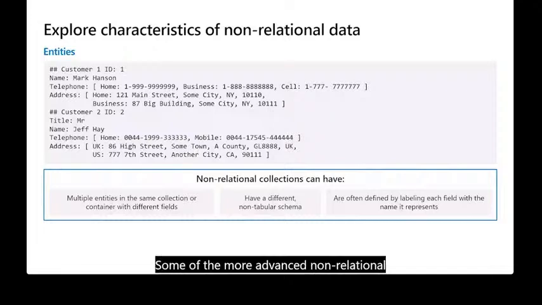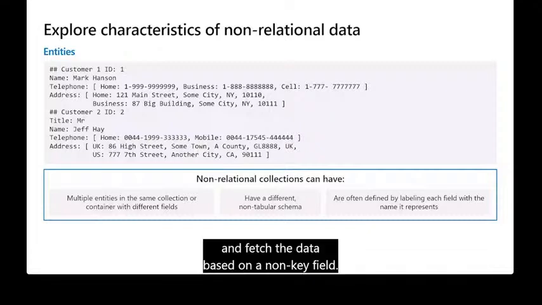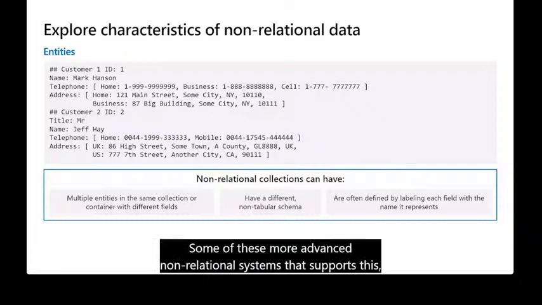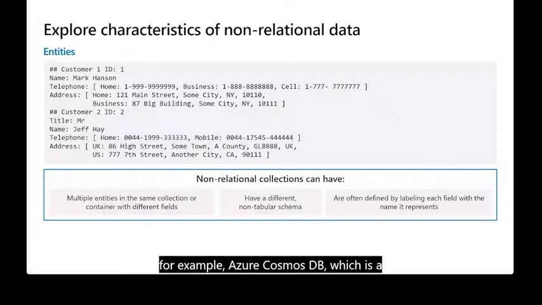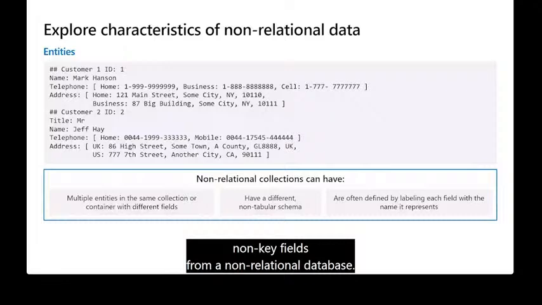Some of the more advanced non-relational systems support indexing, much like the indexing in the relational database. So queries can then use the index to identify and fetch the data based on a non-key field. Some of these more advanced non-relational systems that support this are, for example, Azure Cosmos DB, which is a non-relational database management system that's available in Azure. And so with this indexing, we can actually query non-key fields from a non-relational database.